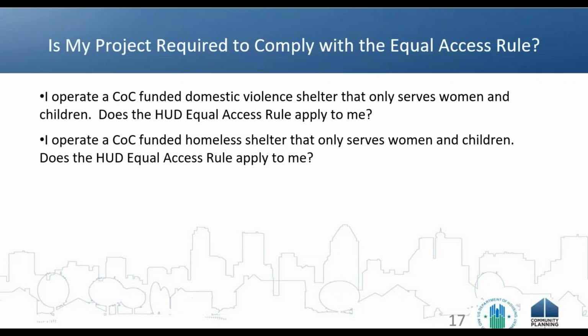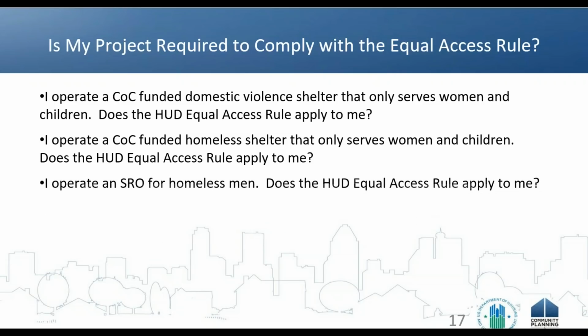I operate an SRO for homeless men. Does the HUD equal access rule apply to me? This one has come up in a few different ways recently. I got a question from a state about the definition of single, and they misunderstood the program requirement to mean single as a marital status, as opposed to single as the quantity of people in the household. They had been enforcing a requirement that individuals be unmarried. That's not permissible. The rule itself says you can't discriminate on marital status.